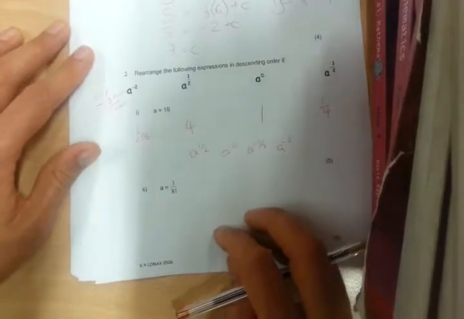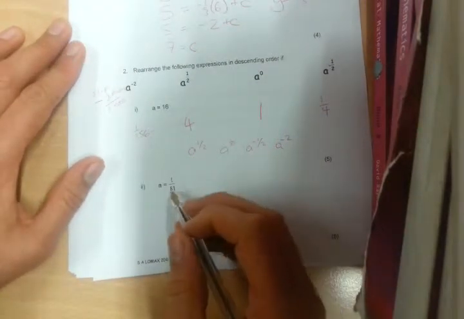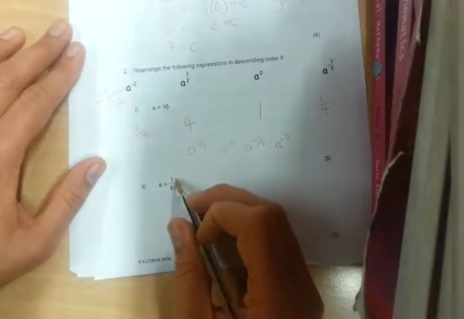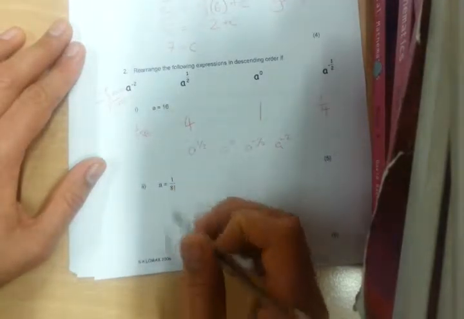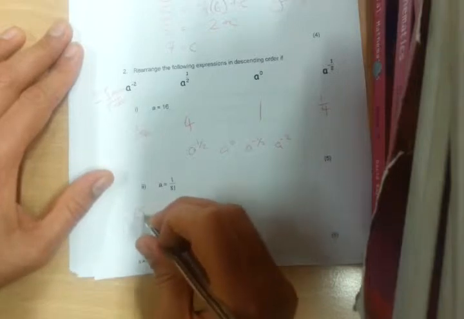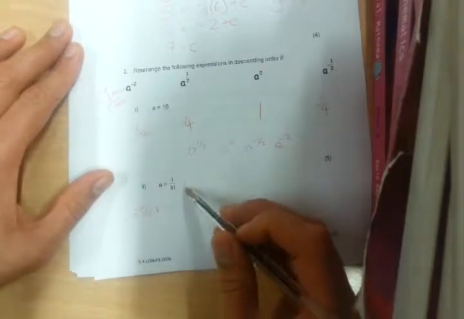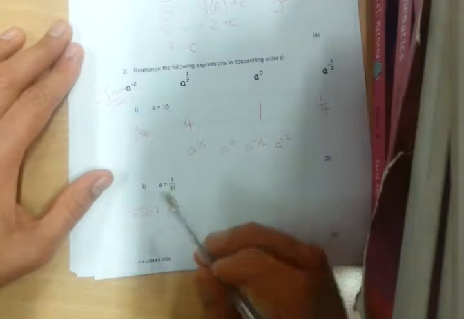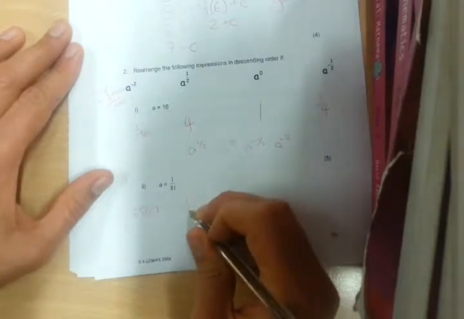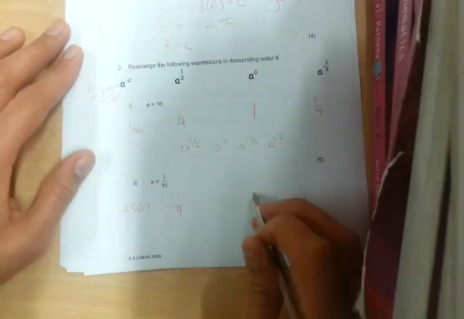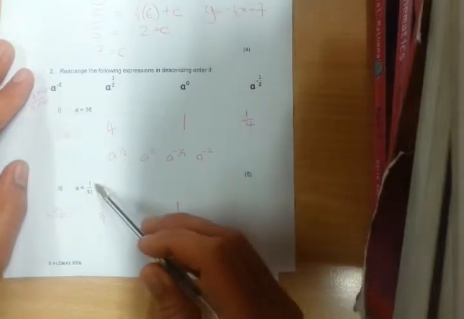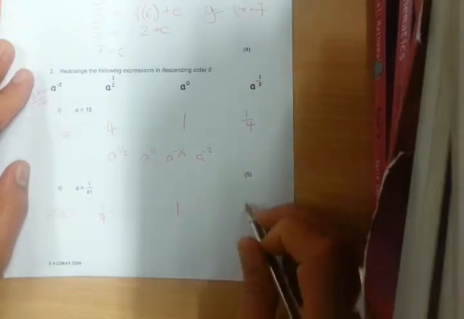With 1 over 81, the results are going to be slightly different. Obviously, a to the minus 2, we flip and square. So flip it, flipping 1 over 81 takes us back to 81, and square it, we get 6561. For this one, the half is square root, so the square root of 81 is 9. The square root of 1 over 81 is 1 over 9. Anything to the power 0 is still 1. And here we are square rooting because of the 2 and flipping because of the minus. So flip, we get 81, and root, we get 9.